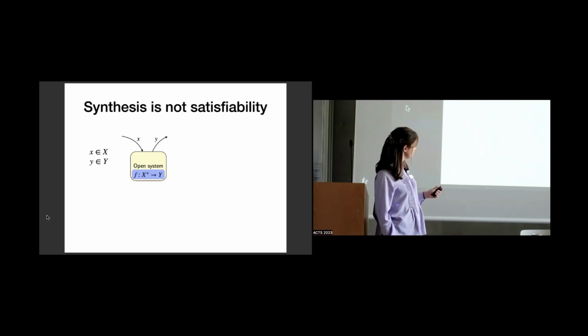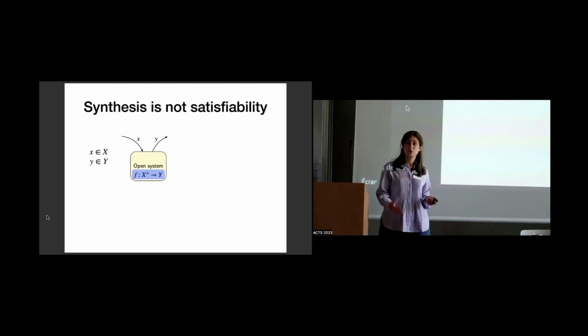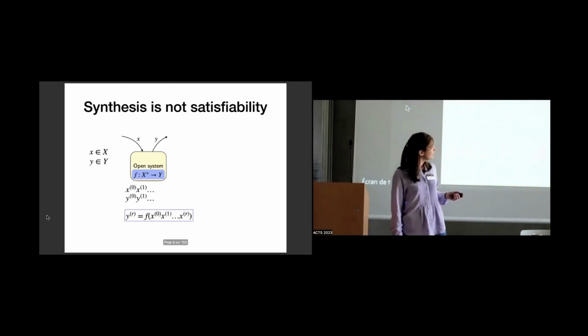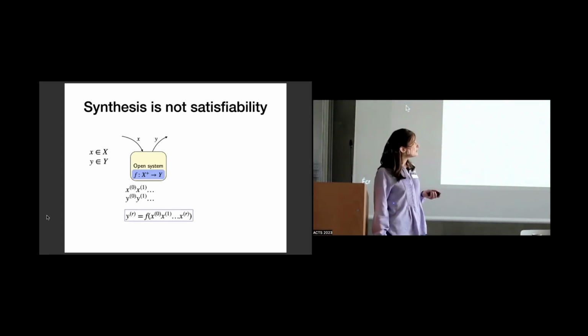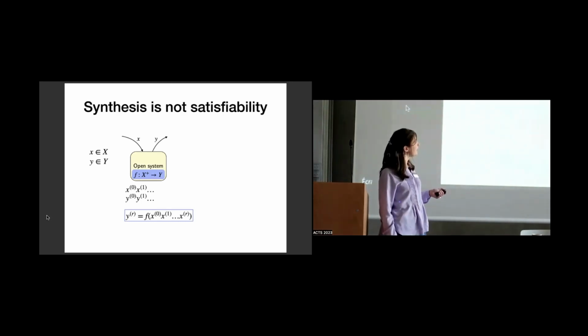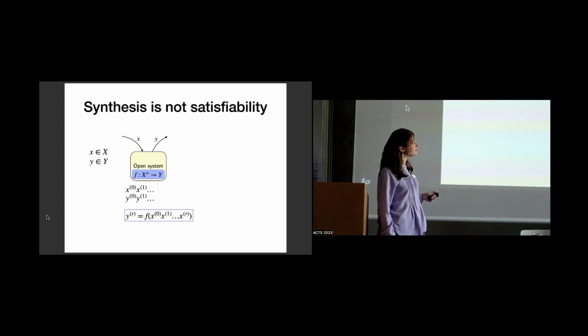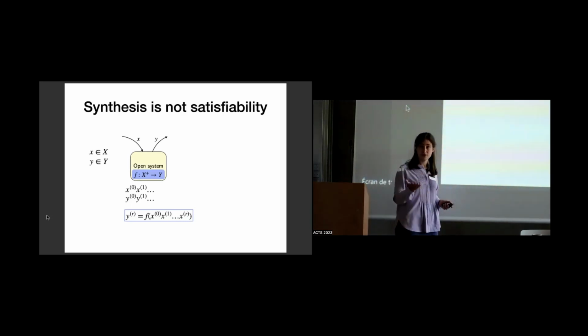I don't know where the pointer is. Here, okay. To output at that moment. And so an execution of the system is a sequence of input, output, input, output at every timestamp. And each output is actually given by the function applied to the history of inputs received until now.